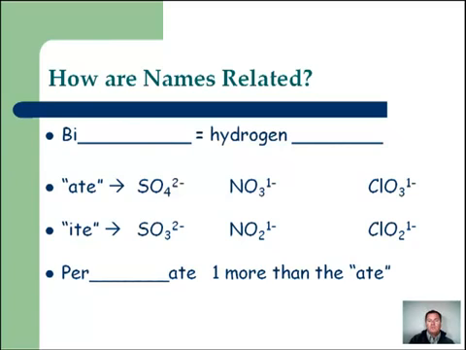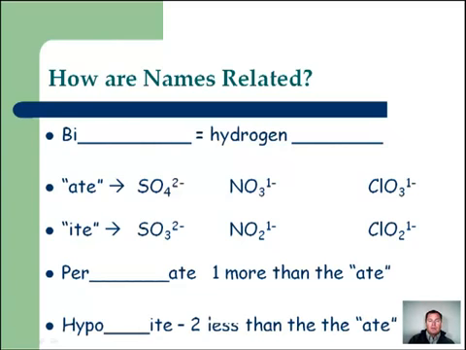If we have a persulfate, it means we'd have 1 more than the ate. So rather than being SO4, it'd be SO5. If we have a hyposulfite, it means it's going to be 2 oxygens less than the ate. So rather than SO4, it's going to be SO2.